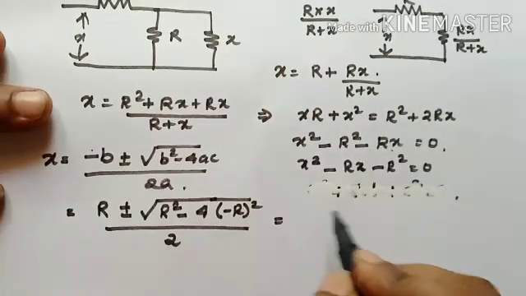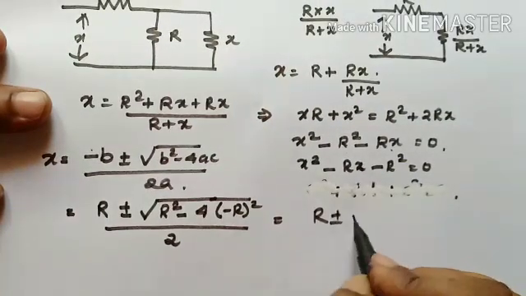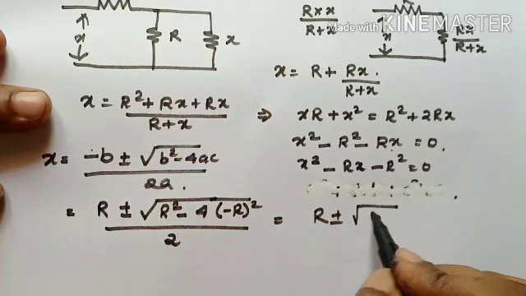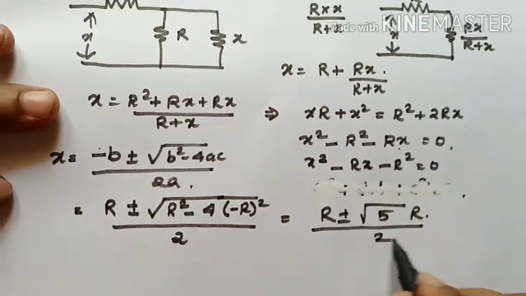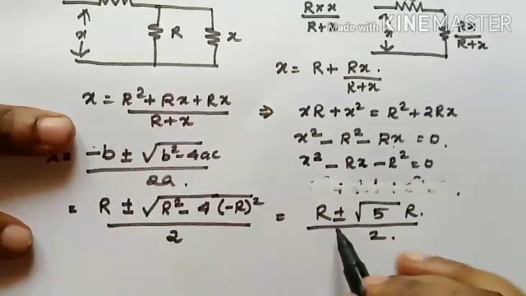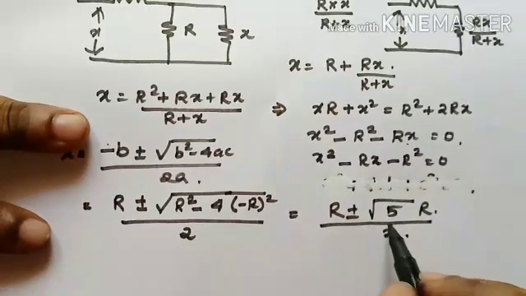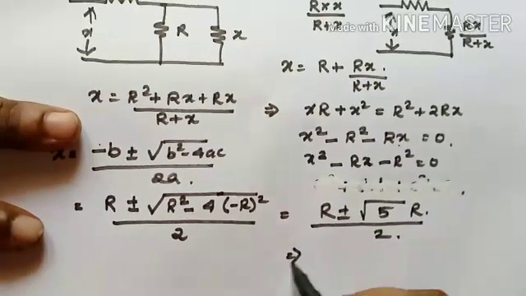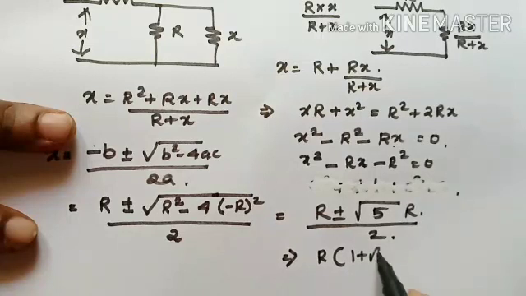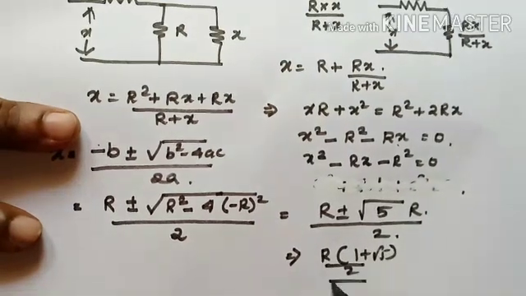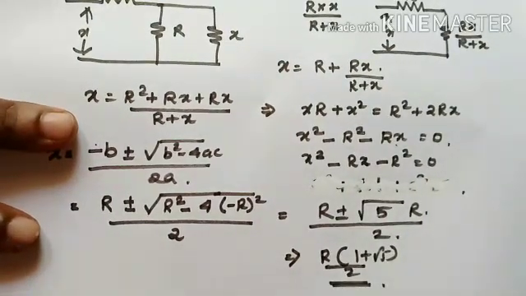So when you solve, you will get r plus or minus root of 5r squared. So I will write it as root 5 r divided by 2. Minus values can never be a resistance value. So the answer will be r times (1 plus root 5) whole divided by 2. Right, this much is clear.